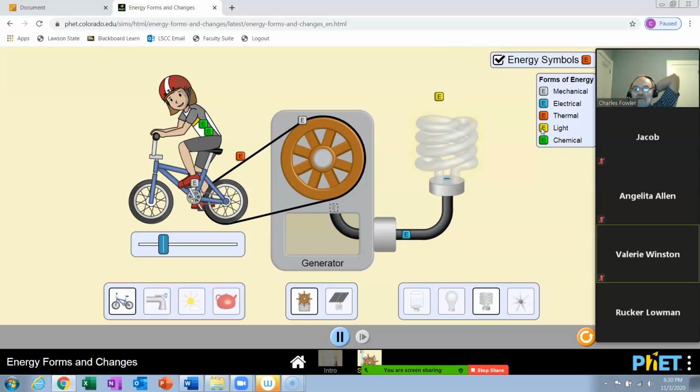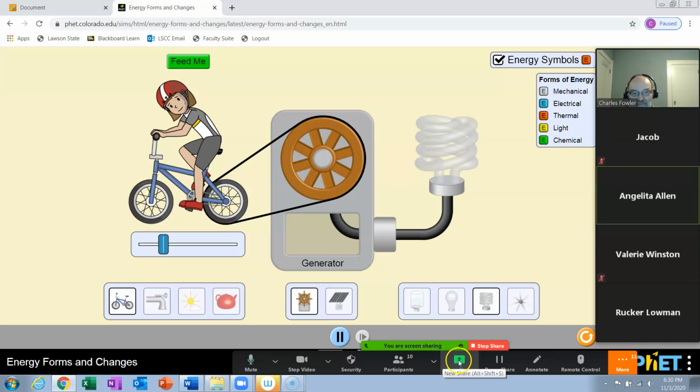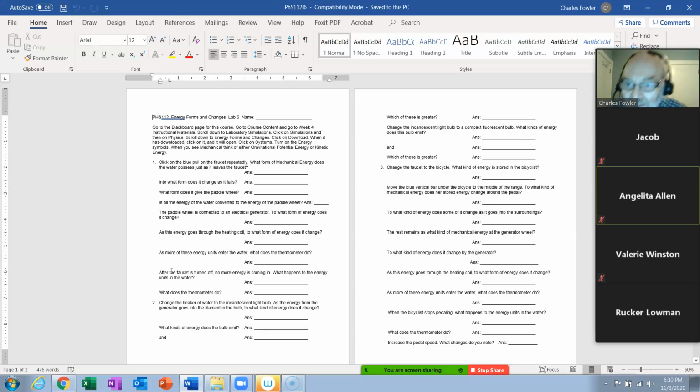Okay. Was there another question in there? No, sir. Is that the end of the lab? No, sir. Okay, what's the next? The rest remains as what kind of mechanical energy at the generator wheel, and you said that was light. Okay, let me go back and read that. All right. So we did the blue pull on the faucet repeatedly. We answered all that one, right?